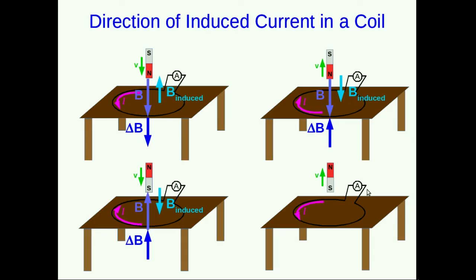And so this final case, pulling the south pole out, looking at it in the diagram, again, the B field due to the magnet inside the coil is up, but as you pull it out, it gets weaker, and so that means there's a delta B which is down, and the induced B field that we can get from the direction of this current is up, so opposite the delta B.